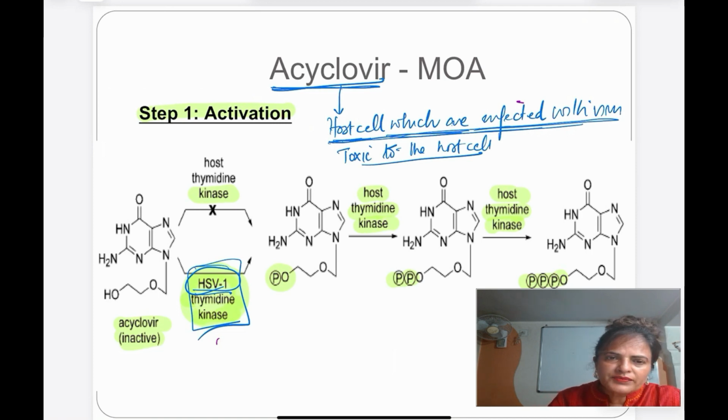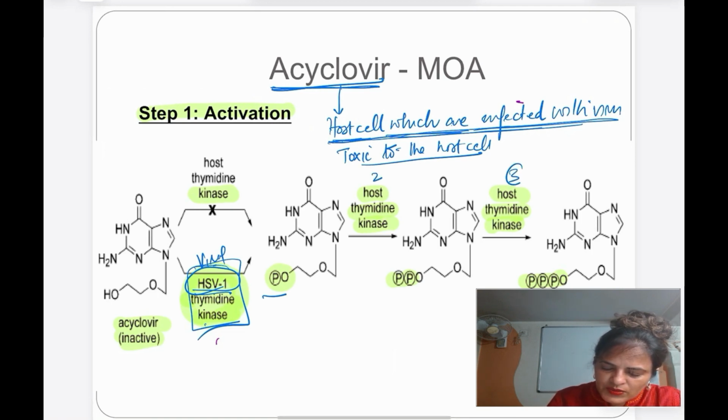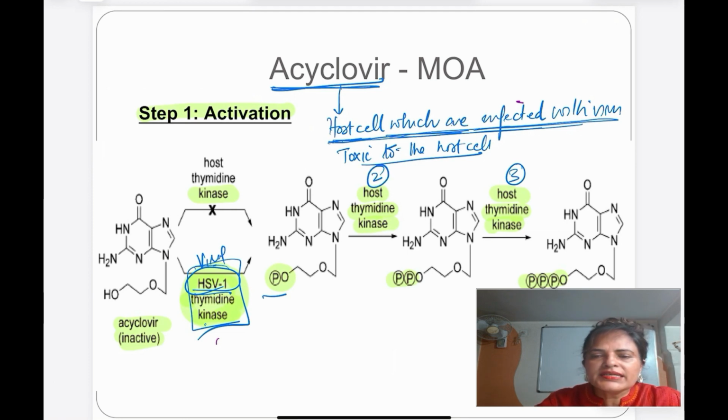So initial activation requires herpes simplex specific or viral specific thymidine kinase for the monophosphate, and then the other two phosphates require the host specific kinase. Now once acyclovir gets activated and the triphosphate is formed, then what will happen? Now it has three phosphates attached. Now it is going to compete with what? It is going to compete with the DNA polymerase.